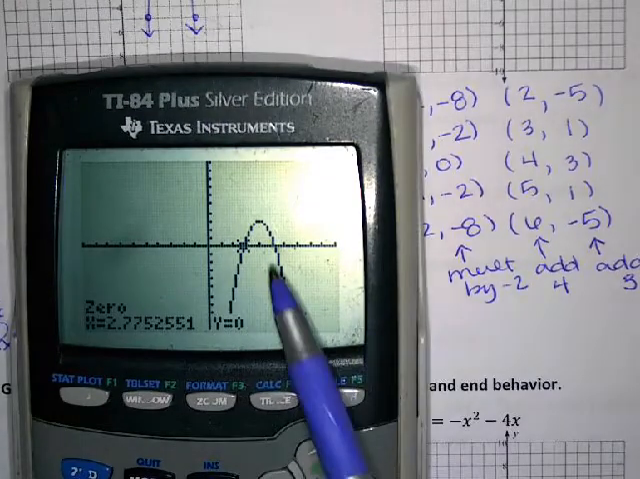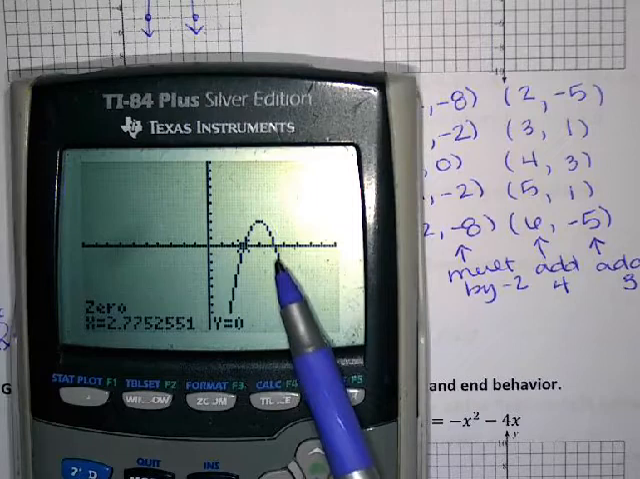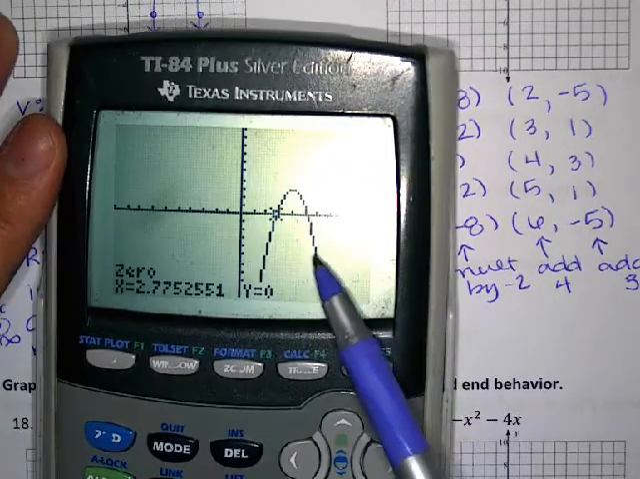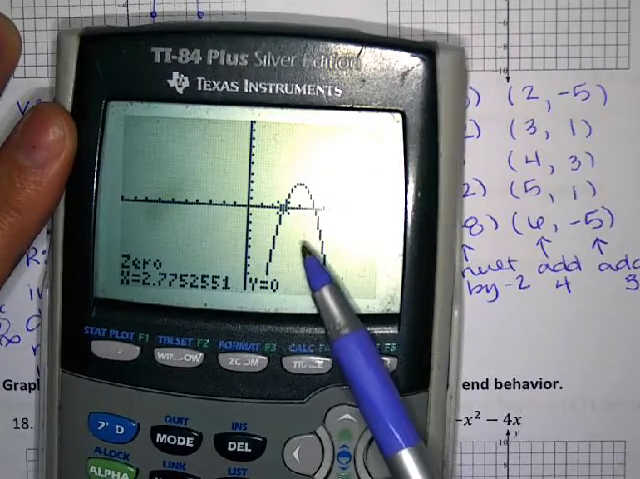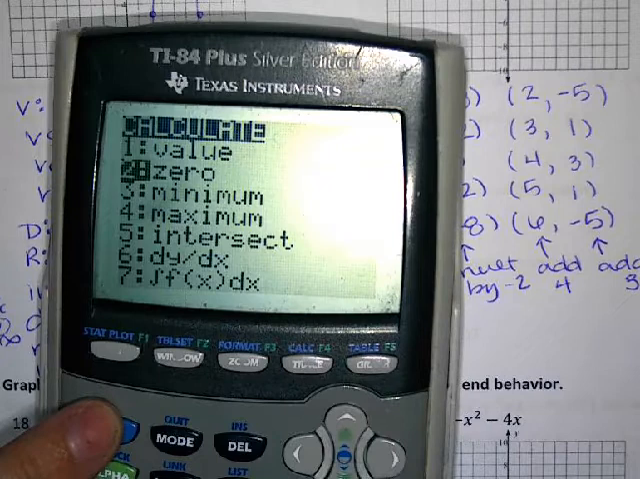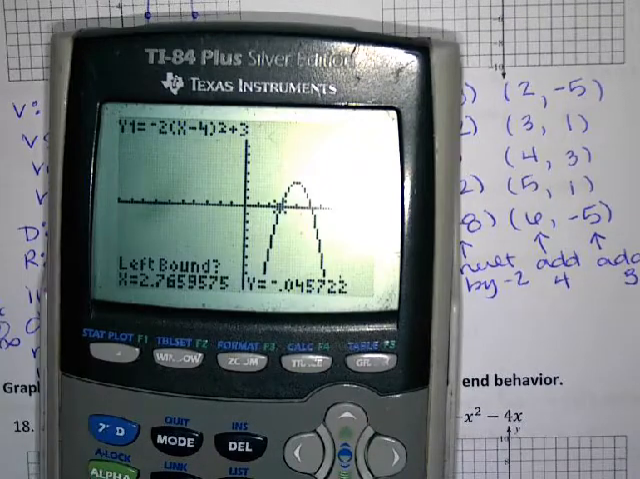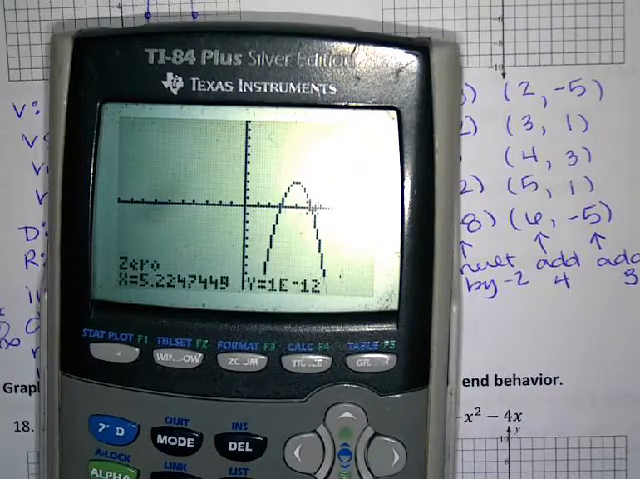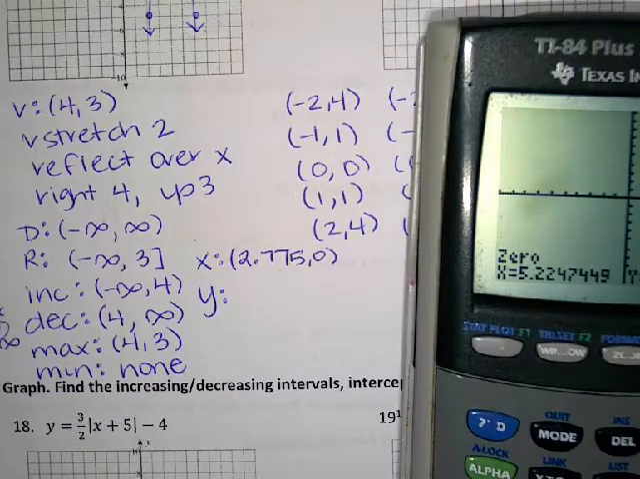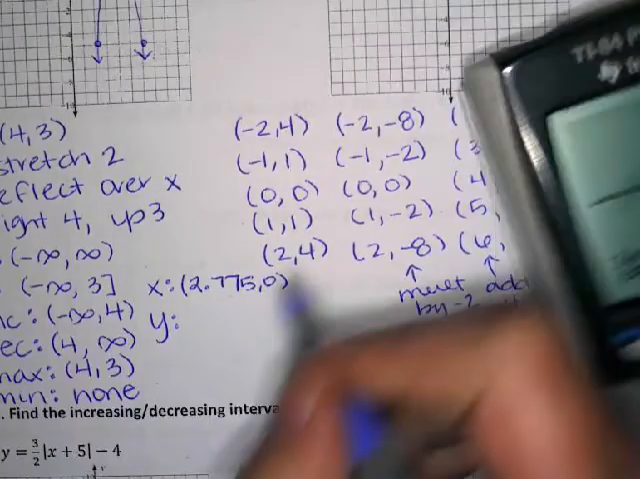Did you do your left bound, right bound? It should be 2.775. And then the next one, between 4 and 6. Where do I write this down? Just on the paper somewhere. 5.225. Do I have to worry about where the little cursor is? Nope.